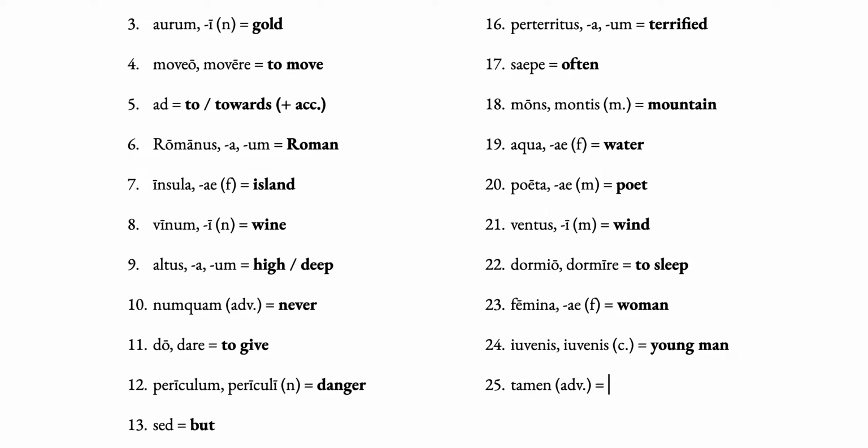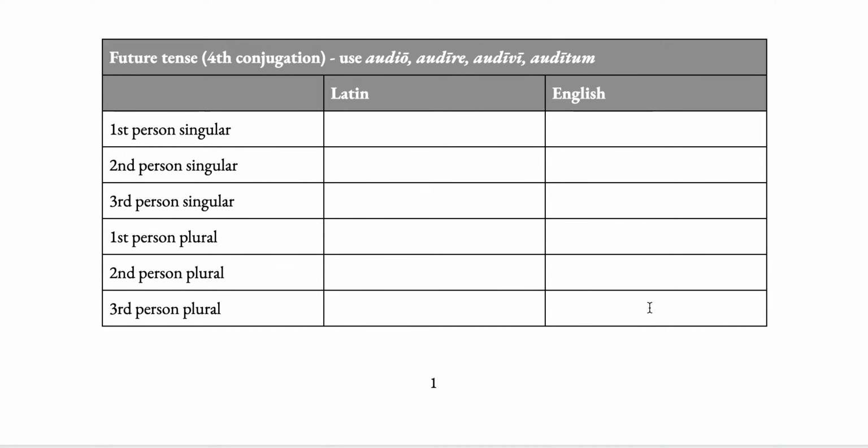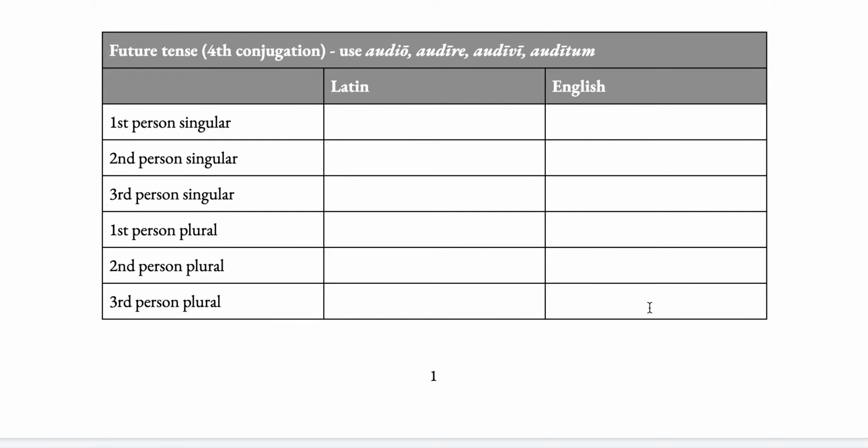And tamen means however, not to be confused with tandem, with a D in it, T-A-N-D-E-M, which means at last or finally. Then we have a bit of review of the future tense. Now remember, for the first 2 conjugations, you use the bo, bis, bit endings, but for the other 3, you use the am, es, et endings. So that's what we need here.